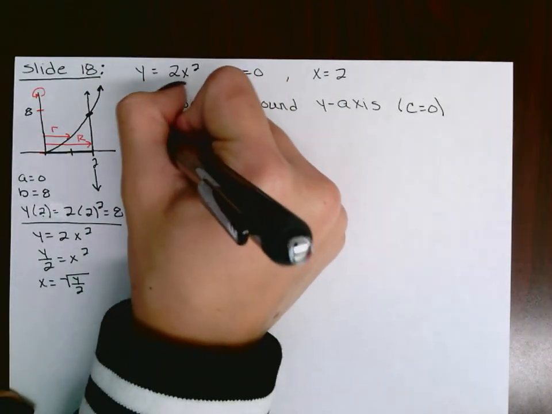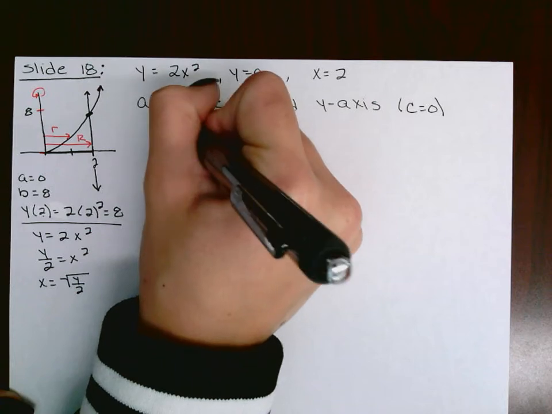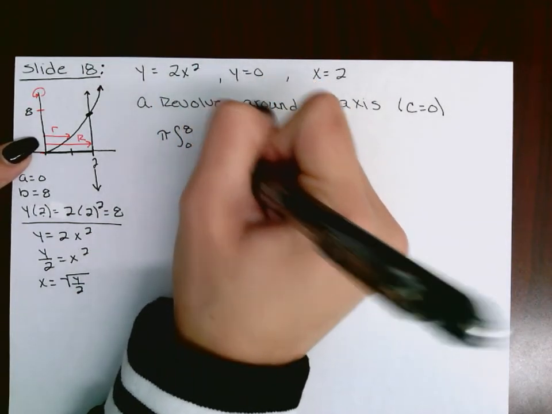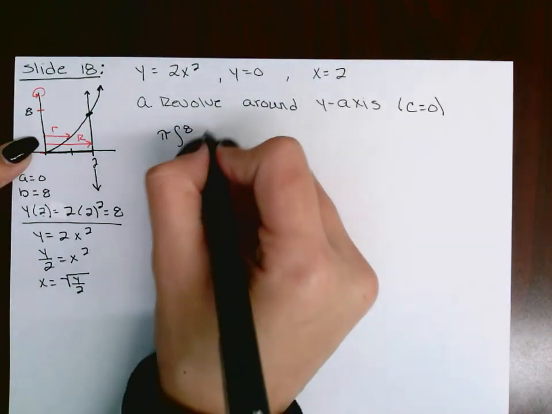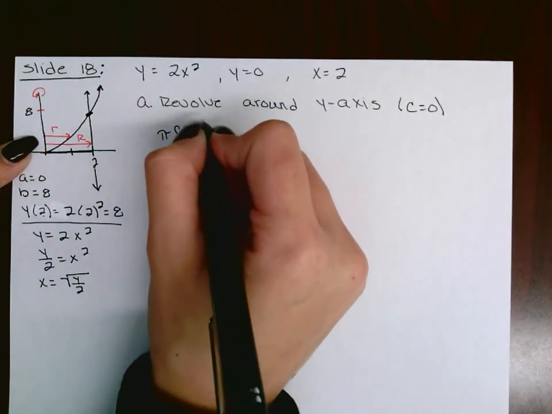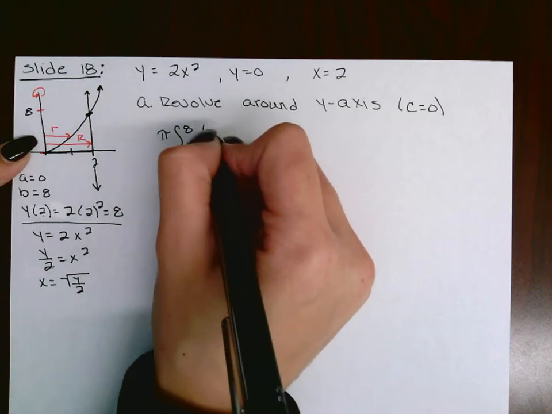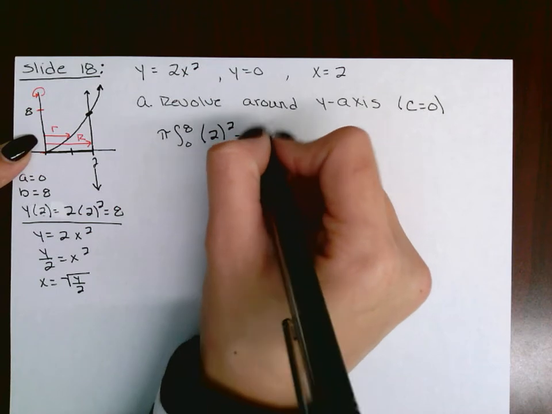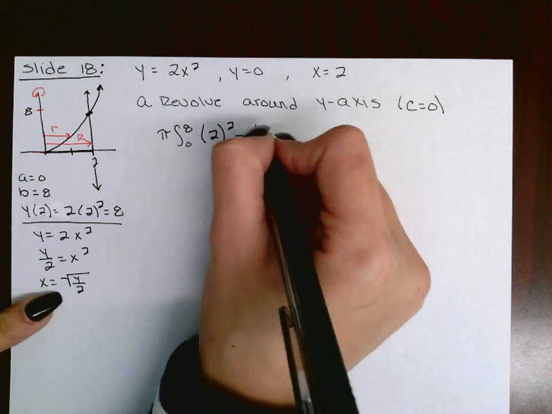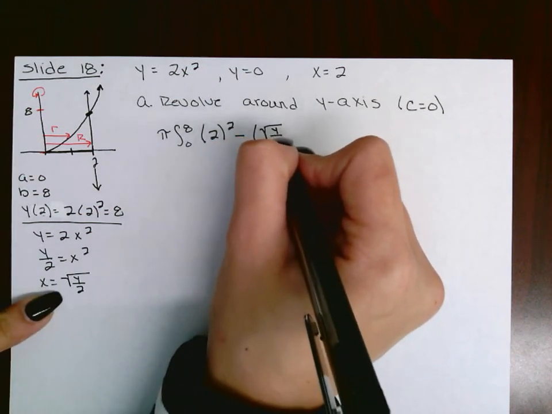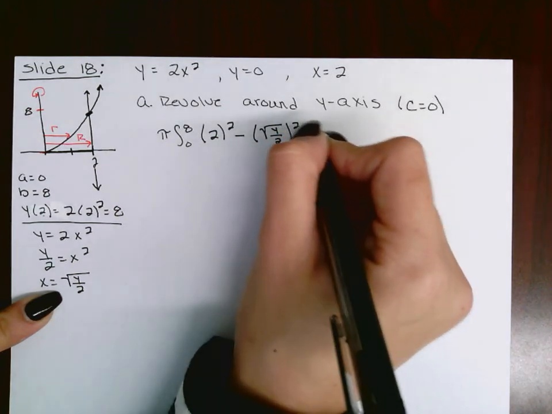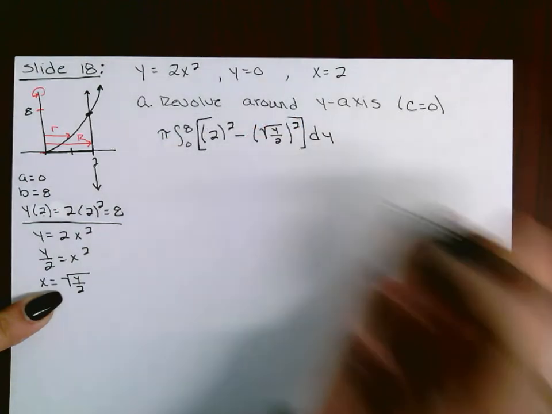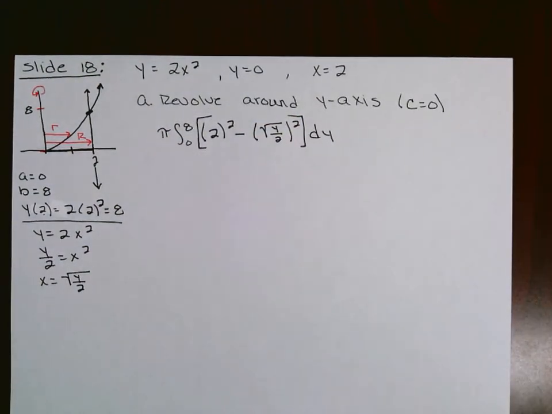So now I have pi times the integral from 0 to 8 of c is 0, so I do not have to write my c, but I am going to have the bigger, further r, which is just 2 squared, minus the closer function in terms of y, which is square root of y over 2 squared dy. And you're done with the hardest part.